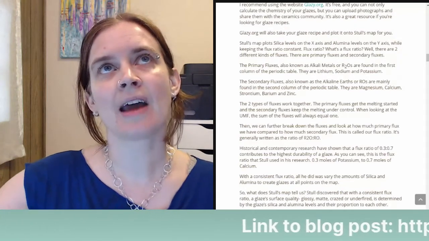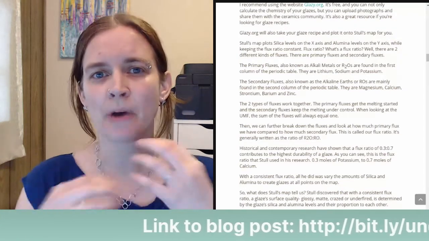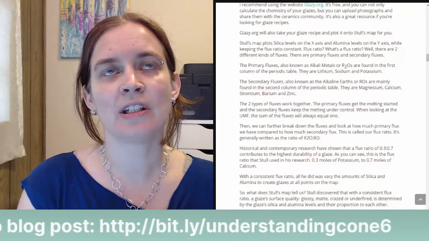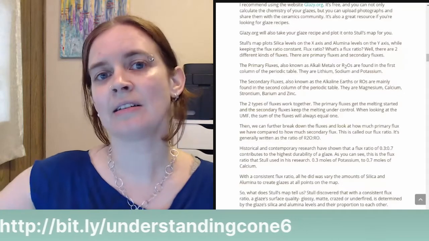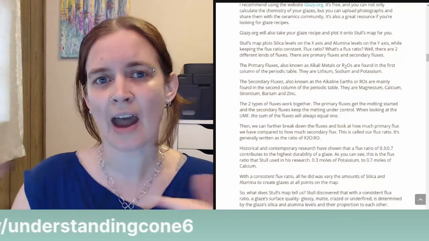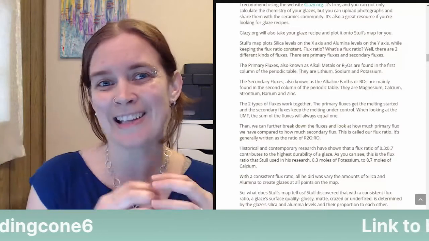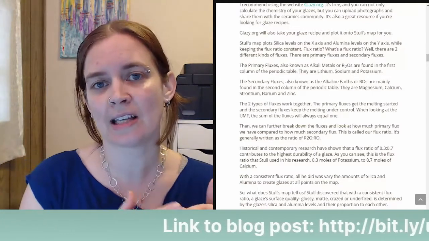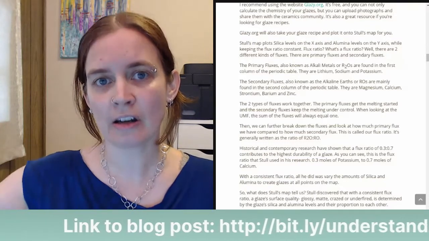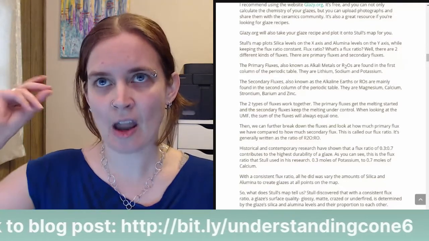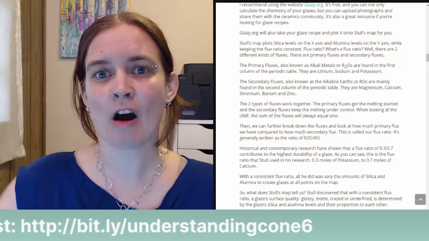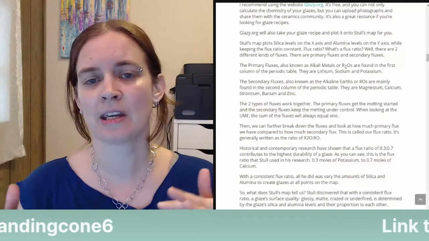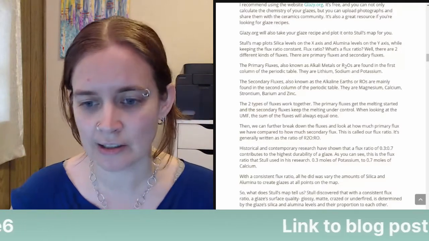If it was all just primary flux like sodium or potassium, then it would melt really, really fast. So the secondary fluxes act like a stabilizer, stabilizing the primary flux, so that the melting doesn't happen too quickly. It helps us to have longer firings where it doesn't reach temperature in an instant and then all of a sudden it's way too melted. So that's the difference between the primary and the secondary fluxes.